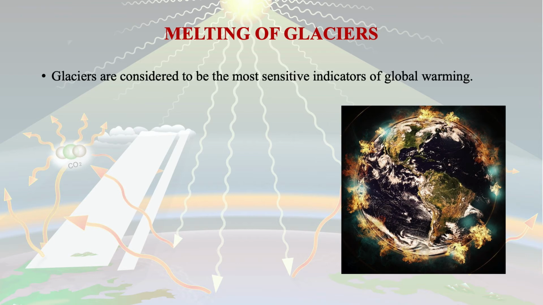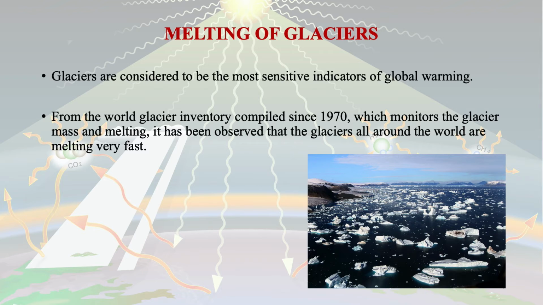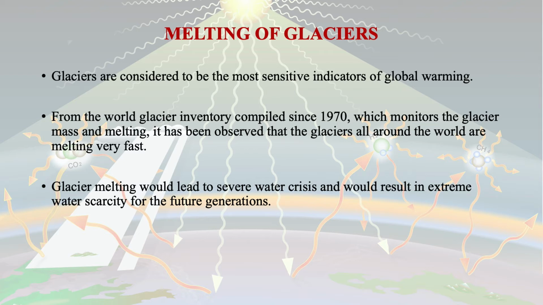Glaciers are considered to be the most sensitive indicators of global warming. From the World Glacier Inventory compiled since 1970, which monitors the glacier mass and melting, it has been observed that the glaciers all around the world are melting very fast. Glacier melting would lead to severe water crisis and extreme water scarcity for future generations.